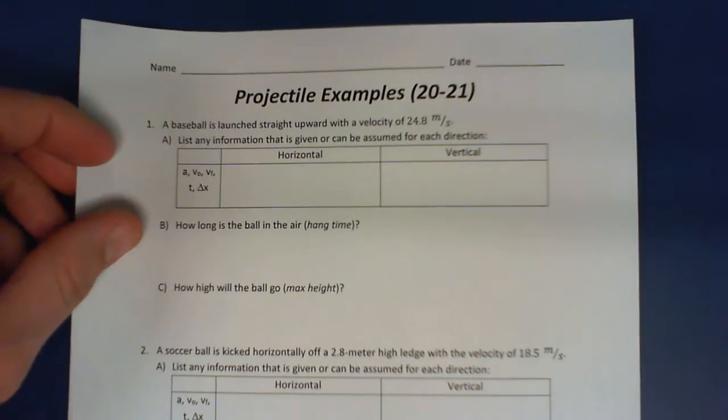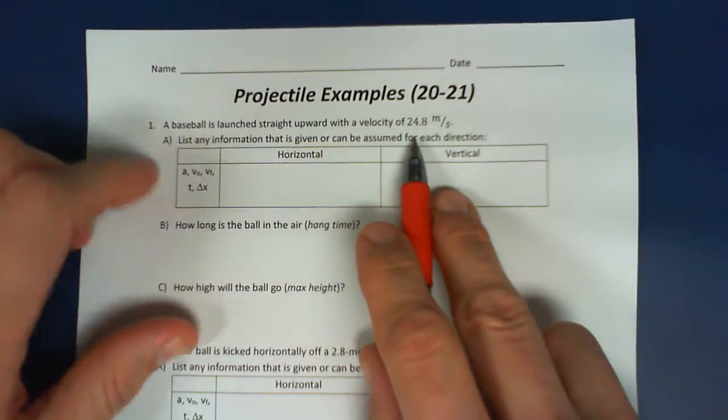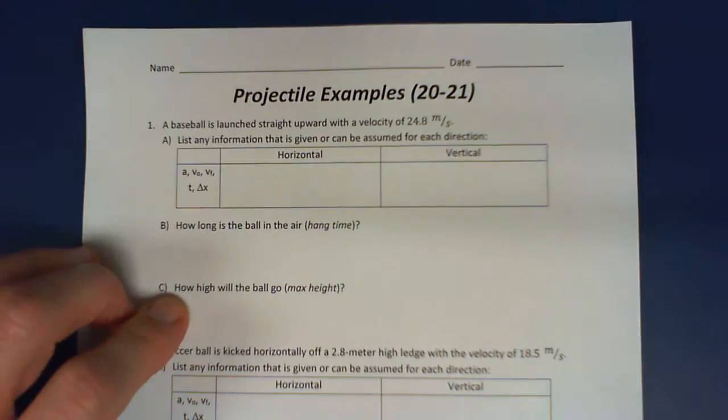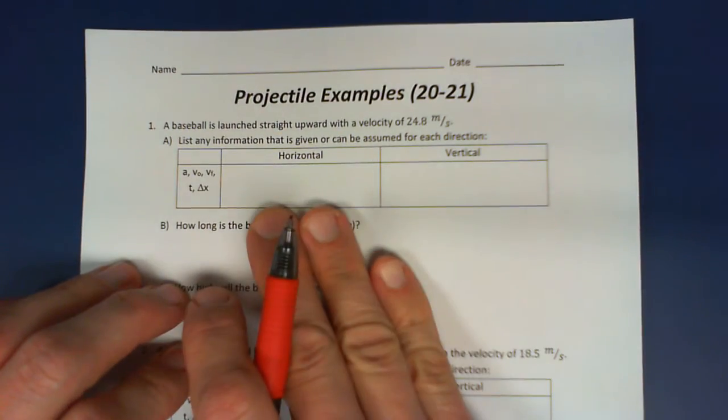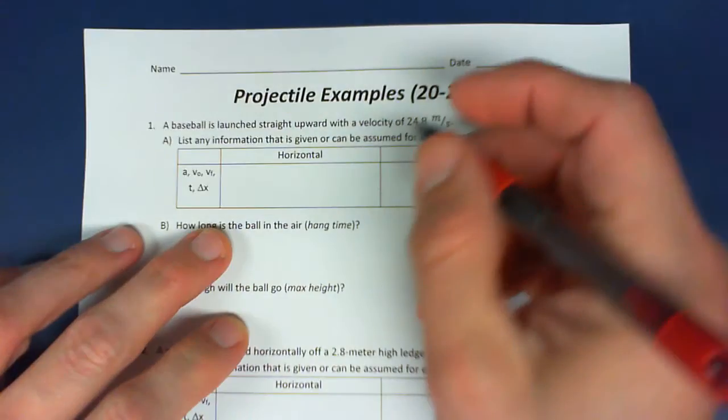All right, this example says a baseball is launched straight upward with a velocity of 24.8 meters per second. First thing we're going to do is list all the information we have for the horizontal direction and the vertical direction. So let's start with the horizontal.